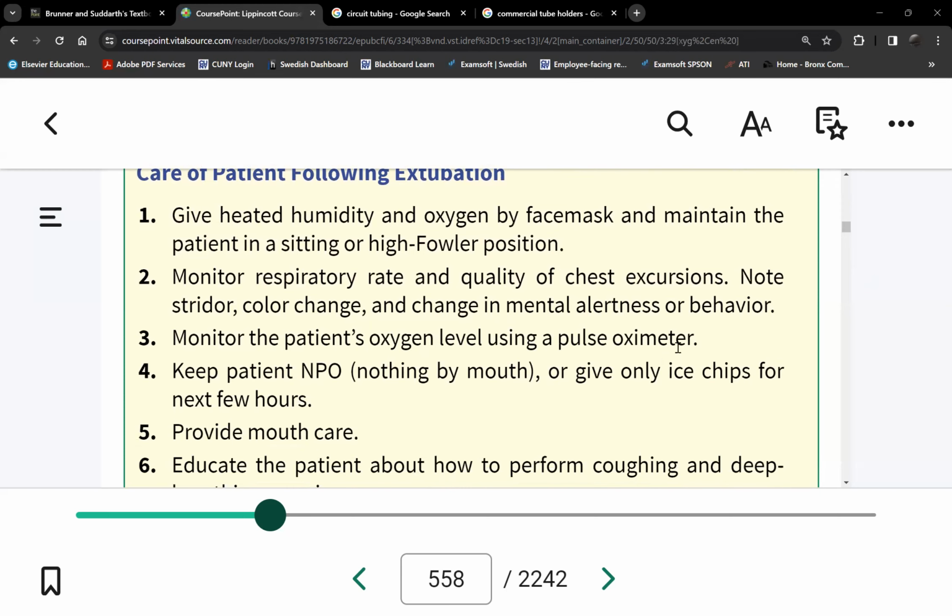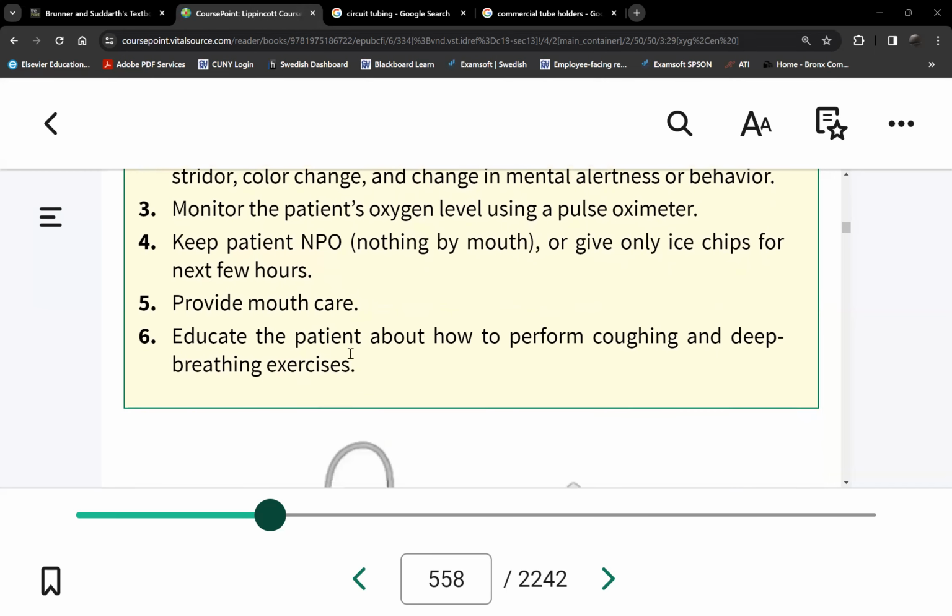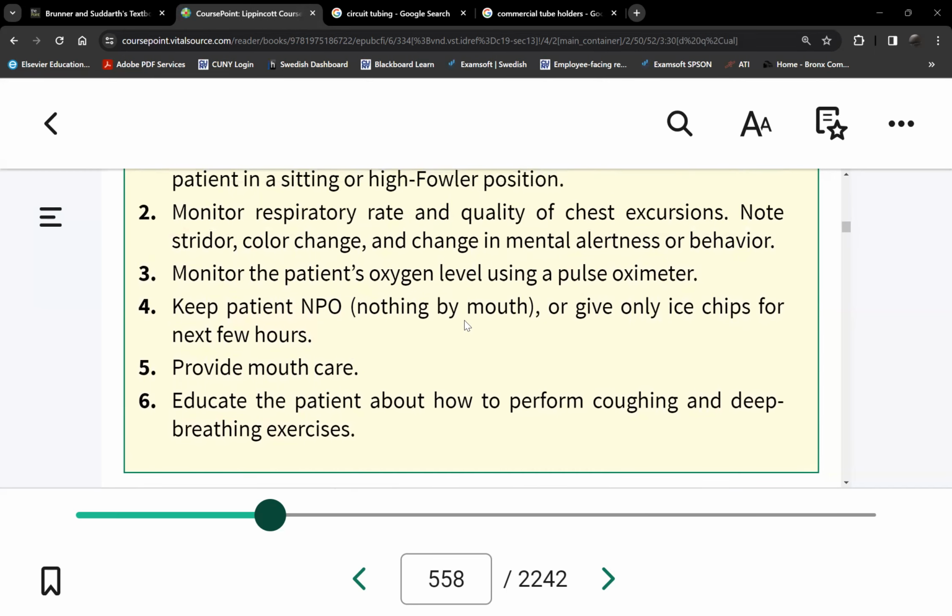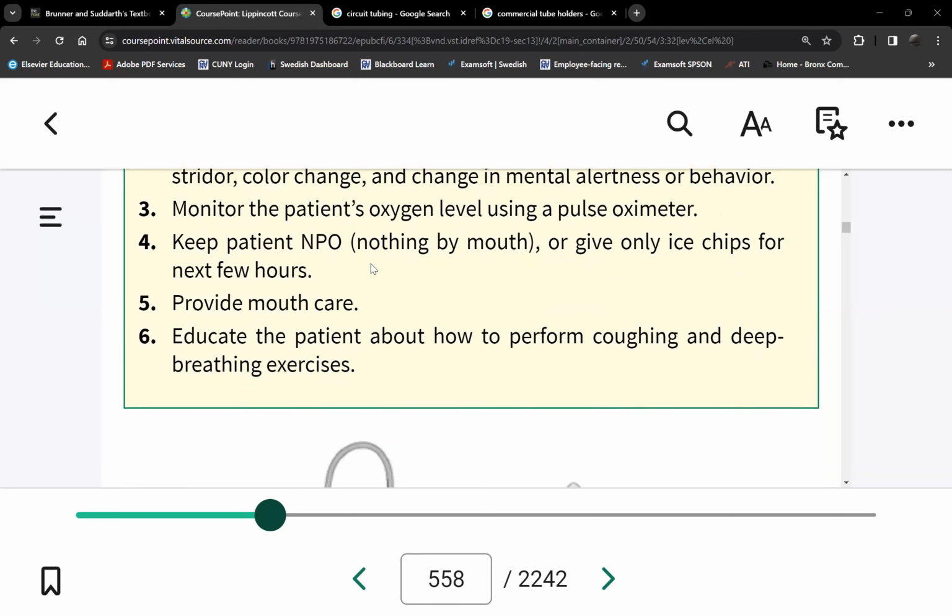But otherwise, you call the doctor if the patient has any complications, any difficulty breathing. You hear things like stridor, skin color change, mental alertness change. All right, so that means they did not tolerate the extubation at all. Keep them NPO just an hour or two, and then we restart the PO intake shortly after. Mouth care, of course.